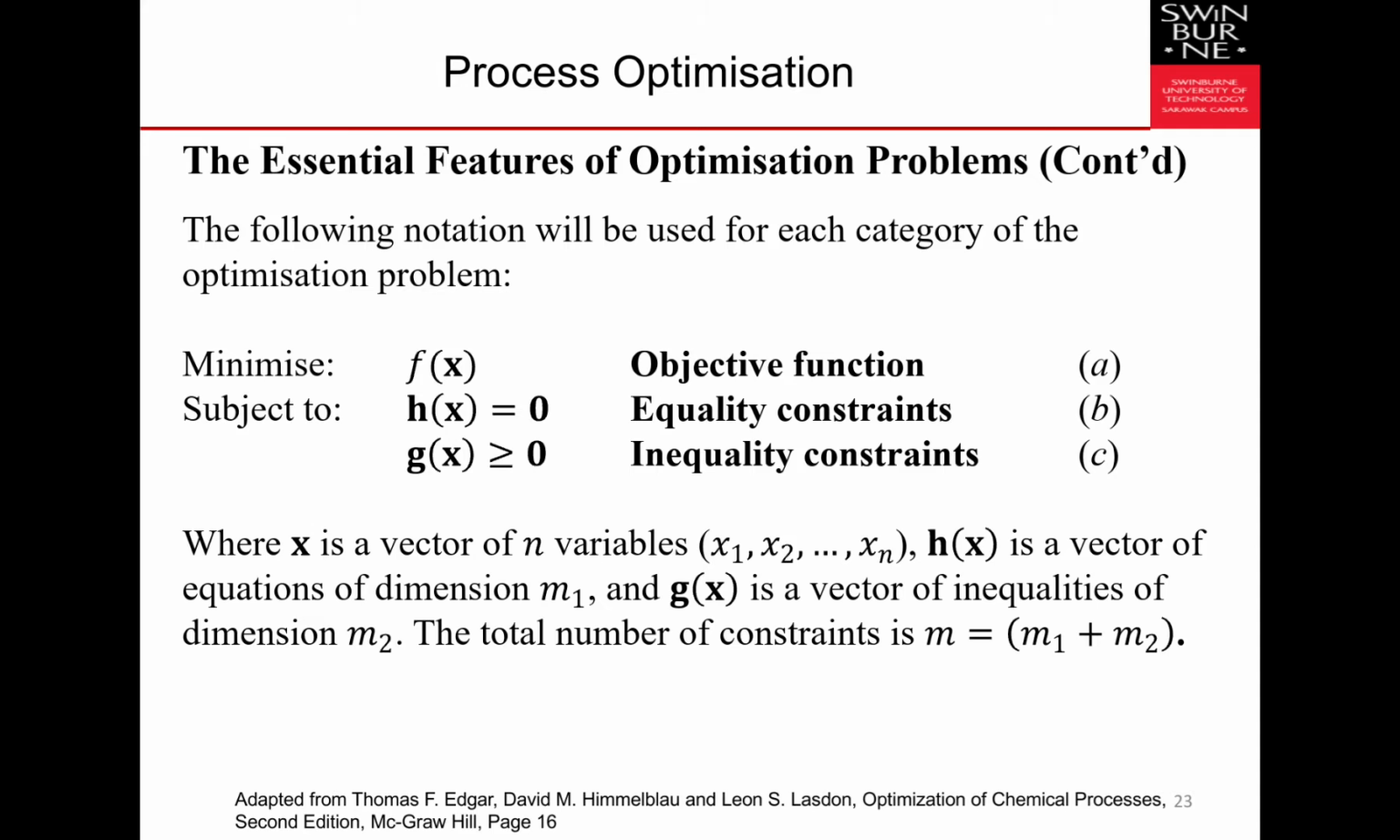All those concepts that we have discussed can be translated into a mathematical form, which consists of this A, B, and C. A is the objective function, H is the equality constraint, G is the inequality constraint. X in here is the vectors of n variables. H in here is a vector of equations of dimensions m1, and Gx in here is a vector of inequalities of dimension m2. The total number of constraints will be m1 plus m2.